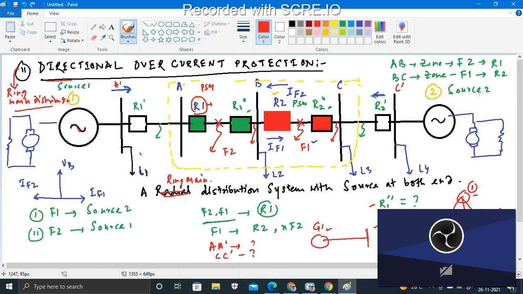If I have two sources, your question is whether I can use the overcurrent protection relay for the radial distribution. Yes, we can, but there must be some behavioral aspect depending on the type of source we connect. There must be some restrictions and drawbacks. Each and every overcurrent protection scheme has drawbacks.